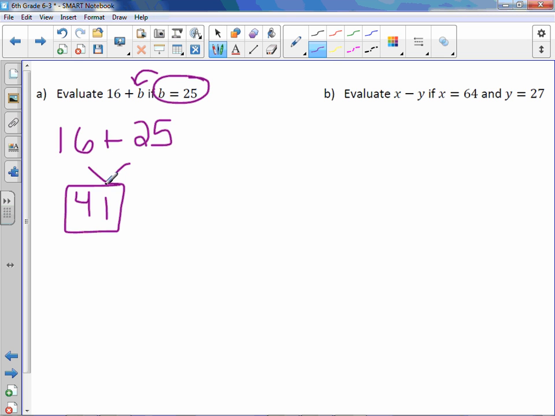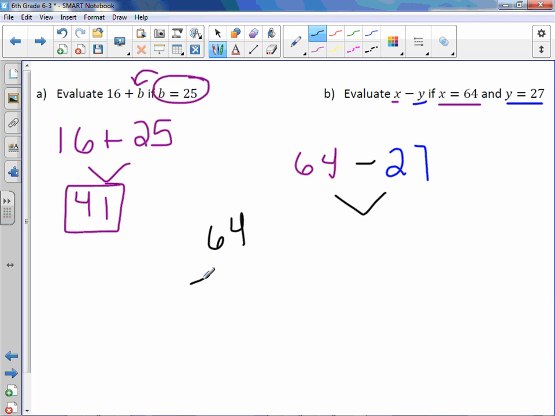Letter B. Evaluate x minus y if x equals 64 and y equals 27. So we're going to replace x with 64, and we're going to replace y with 27. And we get the expression 64 minus 27. I will do this off to the side here. And we get 37.